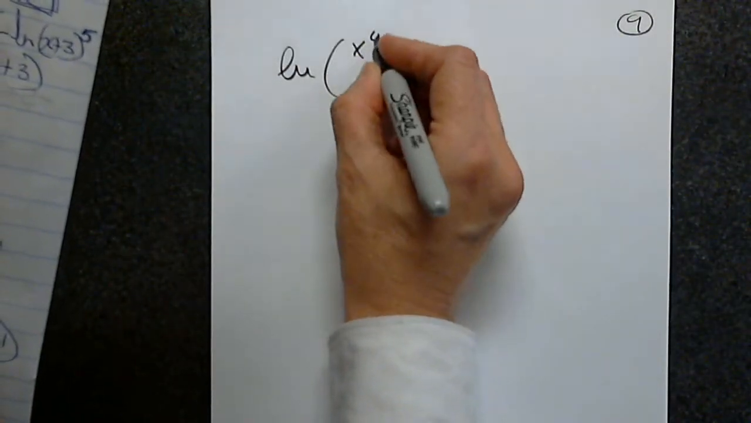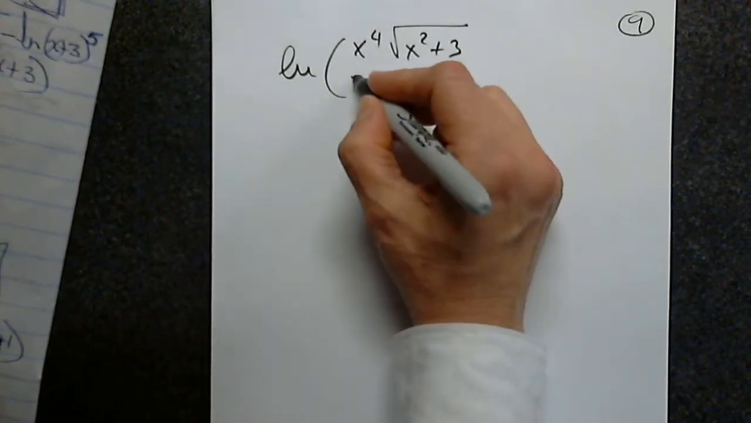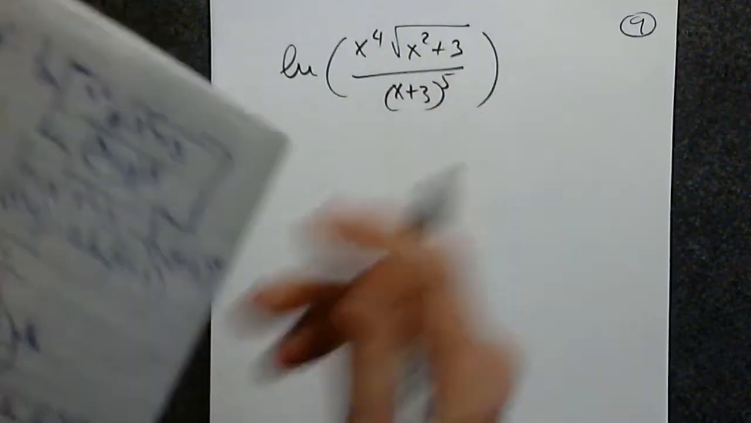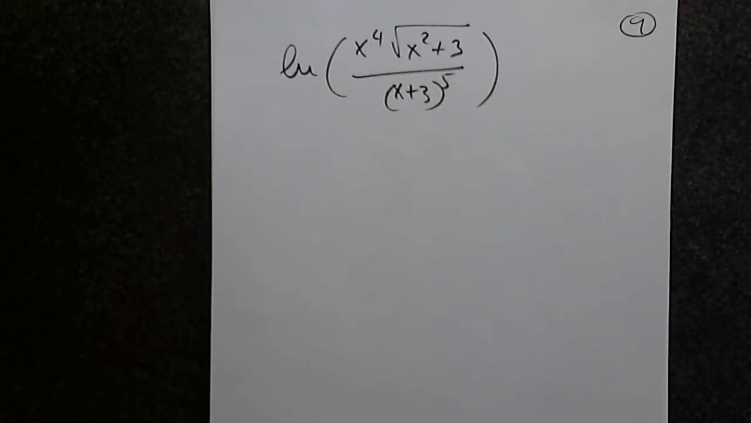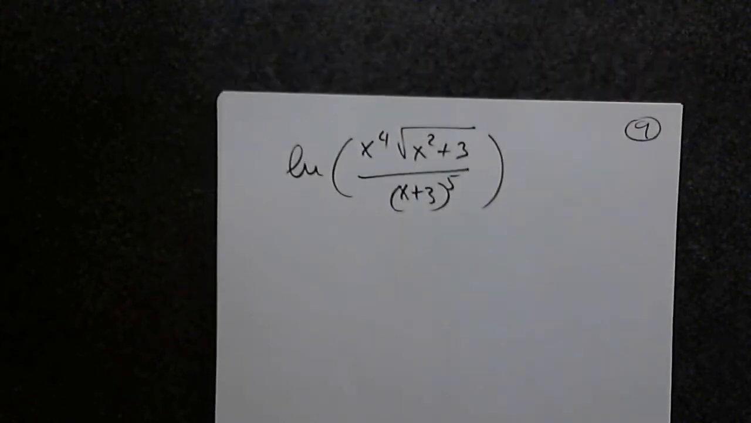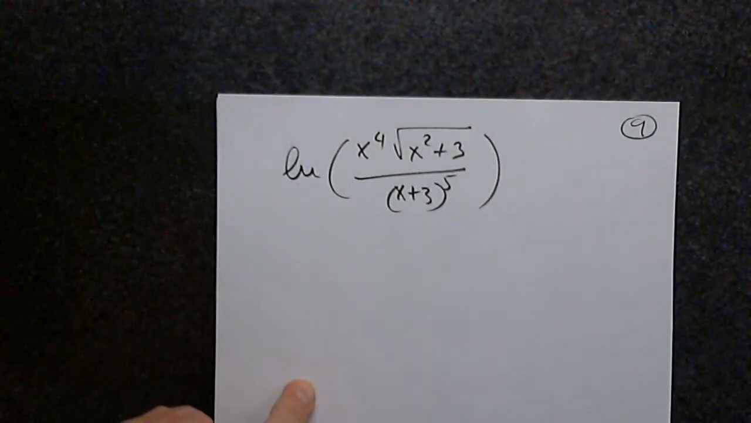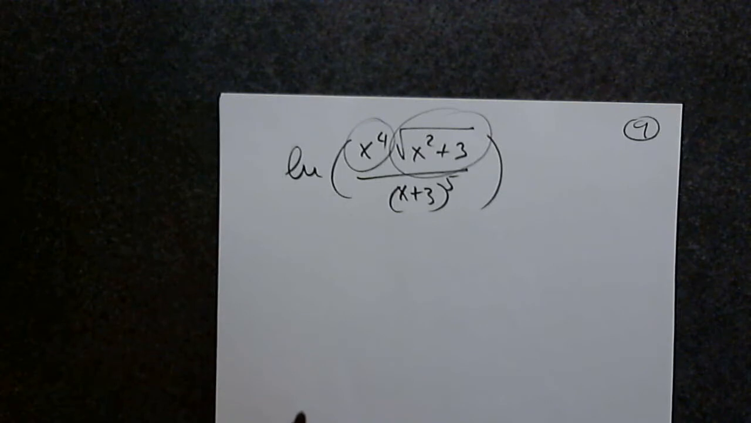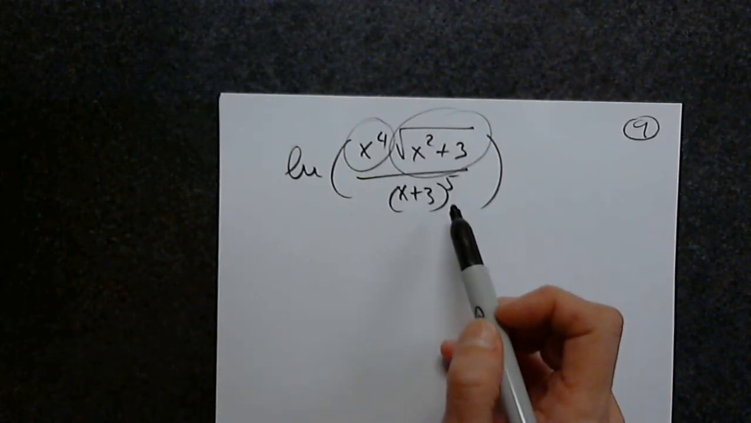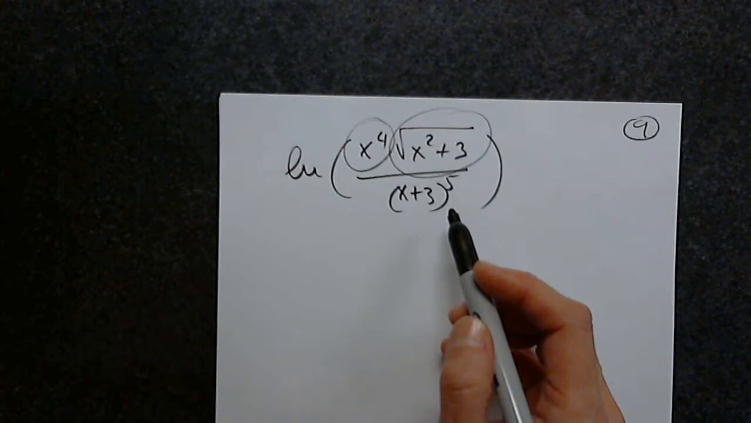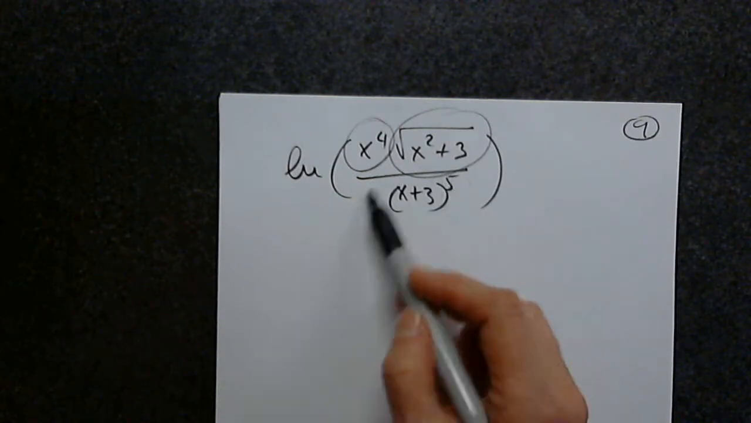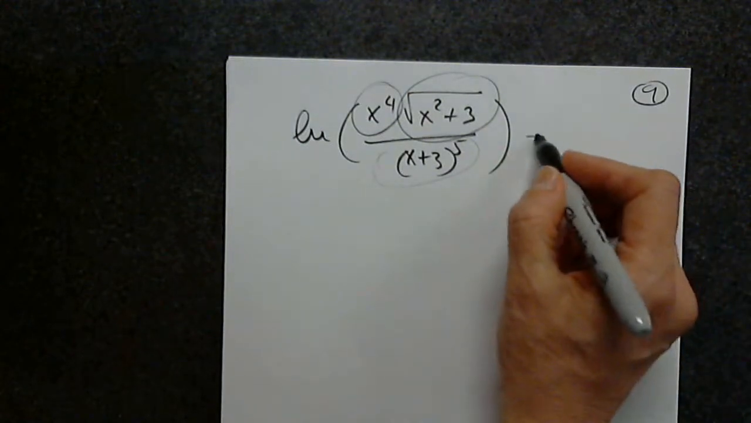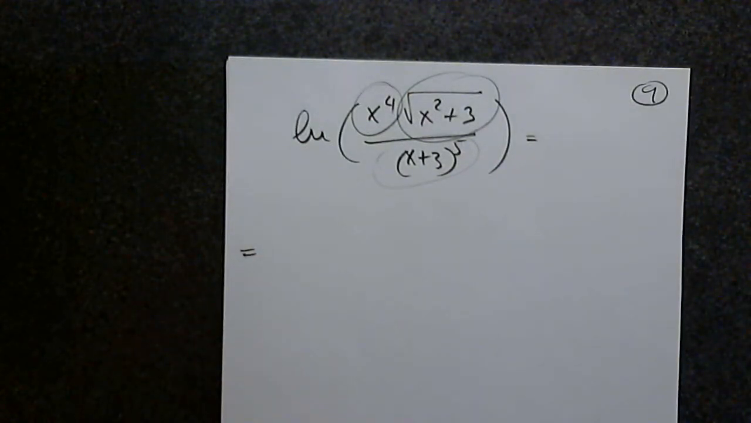So we want to expand the following: natural log of x to the 4th, the square root of x squared plus 3, divided by x plus 3 to the 5th power. Thank you. How many quantities are at the top? I would say factors. How many factors are at the top? Yes, 1, 2. How many factors in the denominator? Good. So how many quantities will have negative in front and how many quantities will have positive in front?